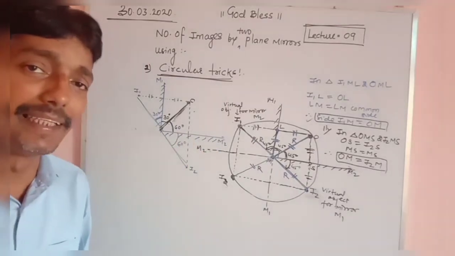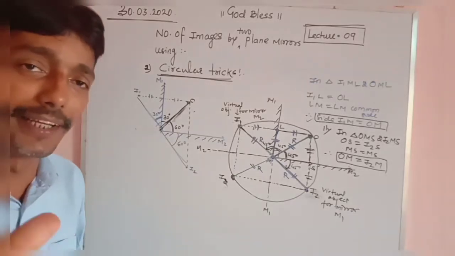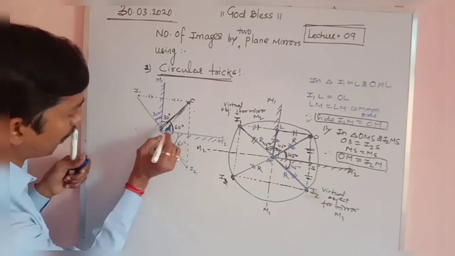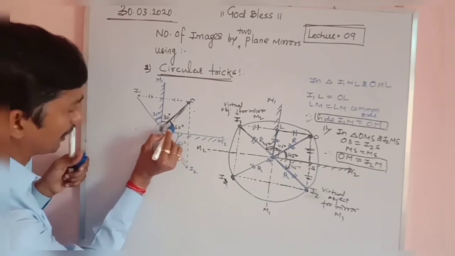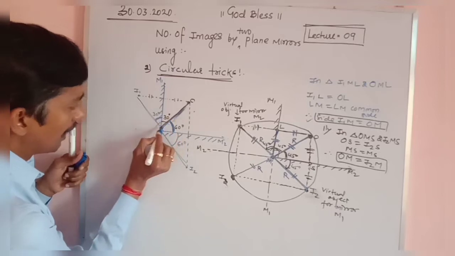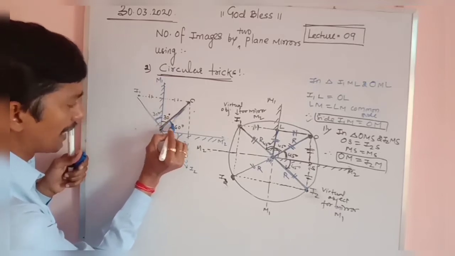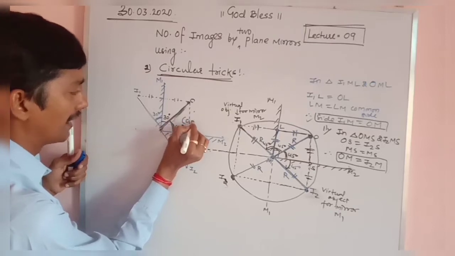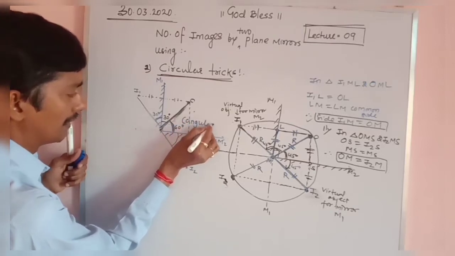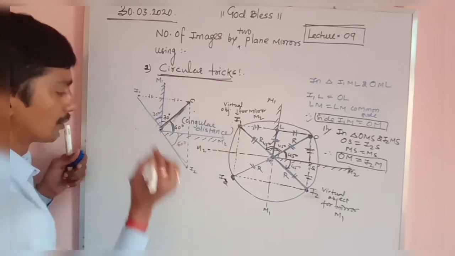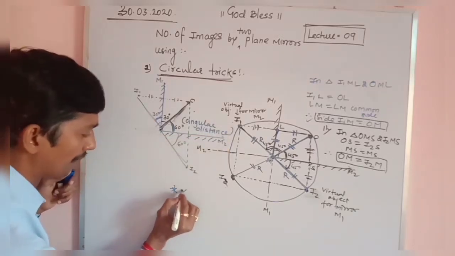So what is the important point here to note down? That the angular distance of the object from the mirror, look at it, this is the object and this is the angular distance. What do you call this? I am writing here angular distance. So what is the important point from the circular trick?